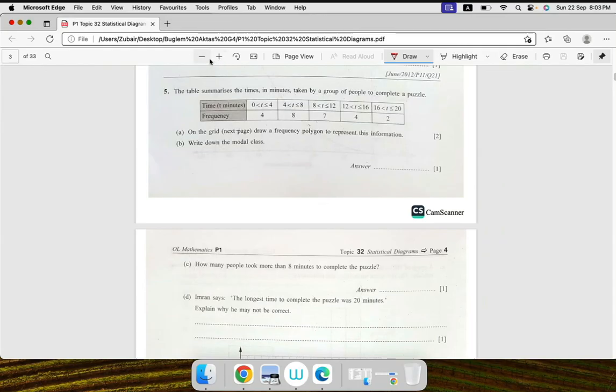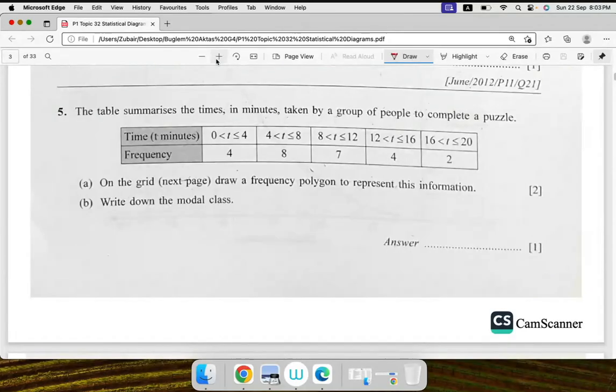Okay, frequency polygon. The table summarizes the time in minutes taken by a group of people to complete the puzzle. On the grid on the next page, draw a frequency polygon to present this information. Write down the modal class. Okay, first of all, let's draw the polygon. In a polygon, what do we use? The midpoints. This is 2, 6, 10, 14, and 18. We use the midpoints and the height.